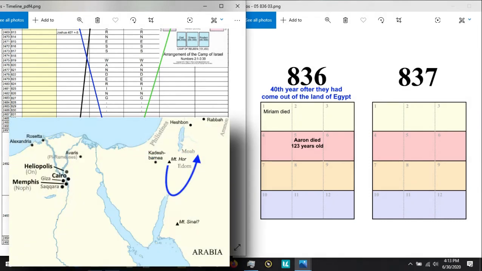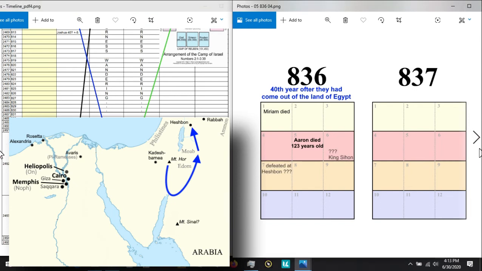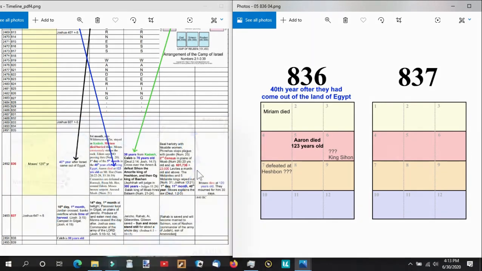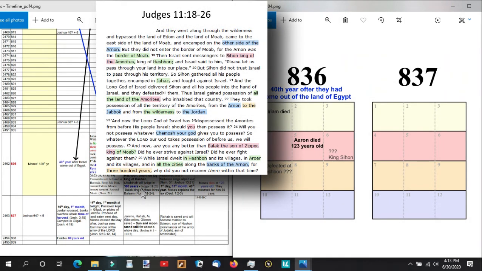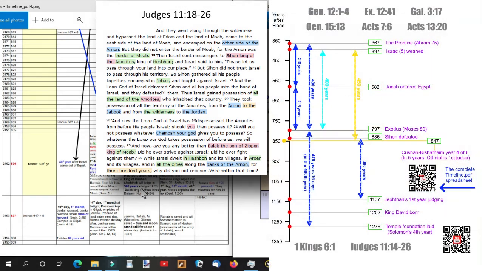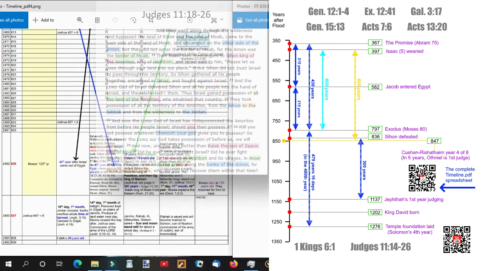Israel then crosses over the Arnon River and defeats Sihon the Amorite, king of Heshbon. This is another important anchor point on our timeline because in 300 years, Jephthah will reference this event when the Ammonites try to take this land away from Israel. It gives us 2 important anchor points between the Exodus and the 4th year of Solomon and allows us to correctly configure the chronology of the Judges.